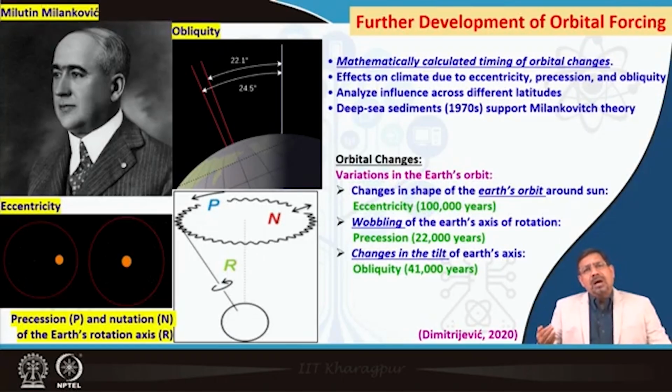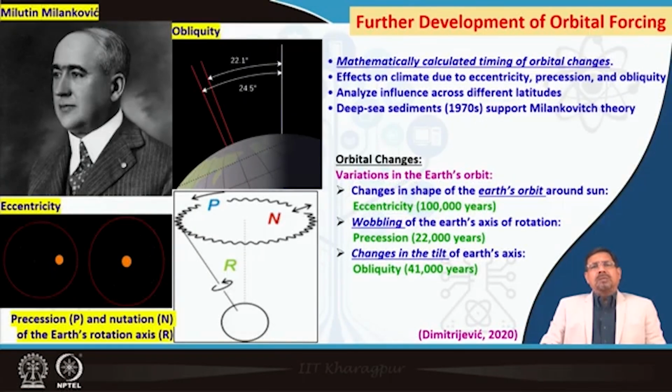And then also the support came from the deep sea sediments in 1970, and that sediment based lab analysis has supported this Milankovitch theory. So, let us first understand these three types of variations in terms of the Earth's orbit.